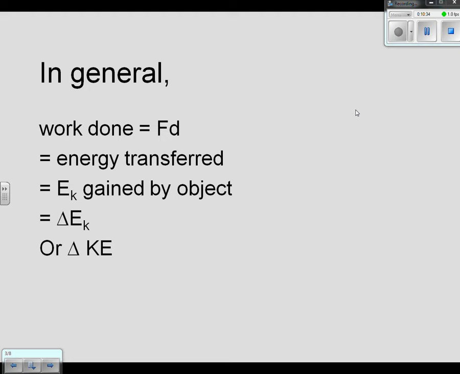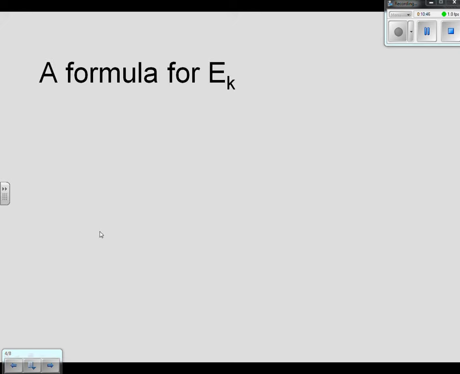Sometimes they use KE instead of EK. I don't know what I prefer. They mean the same thing. EK, energy kinetic, KE, kinetic energy. Either's good. Okay, but we need a formula, right?